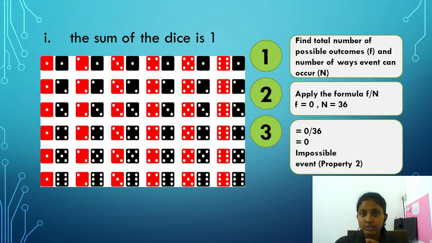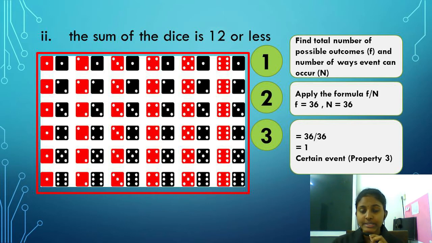f is equal to 0 because the number of possible outcomes to get a sum of 1 is nearly impossible. And n is equal to 36 because, as we know, when two dice are rolled, the possible outcomes are 36. Now 0 over 36 equals 0. This is an impossible event because the answer we get is 0, which is property 2.